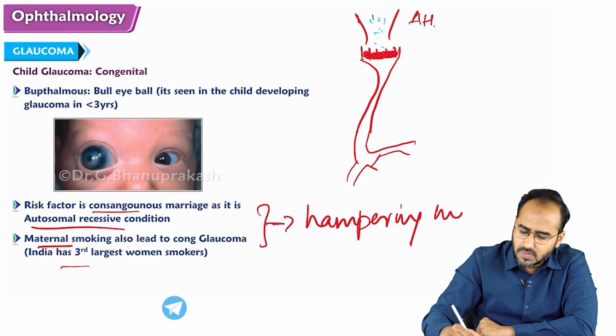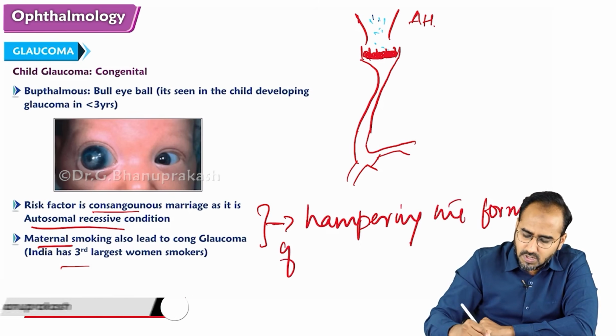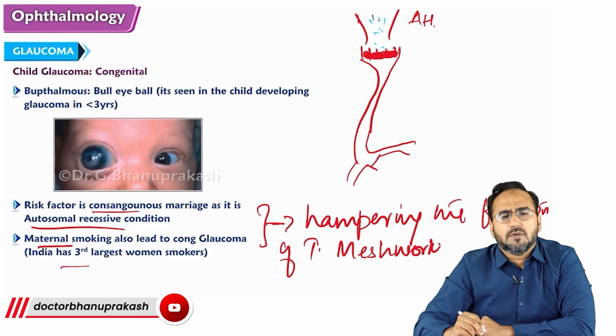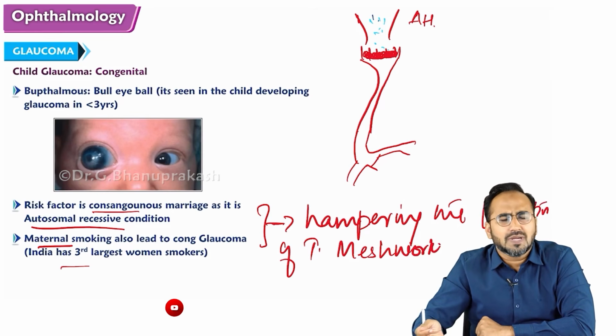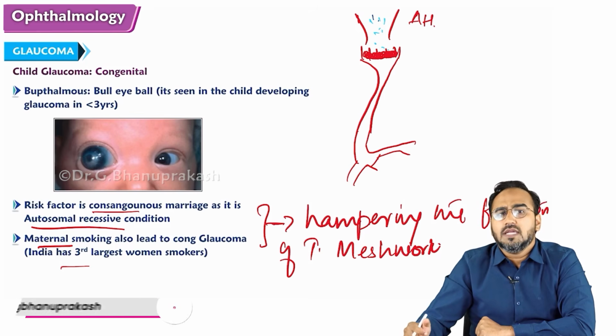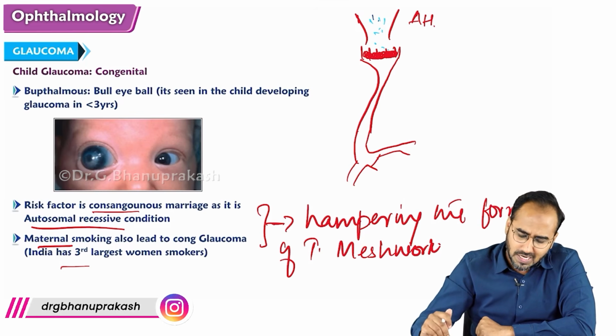Hampering the formation of trabecular meshwork. Both the things can hamper the formation of trabecular meshwork. If trabecular meshwork is not formed properly, you guys know the flow of aqueous humor will be hampered. That leads to accumulation of aqueous, or increase in the intraocular pressure, that leads to glaucoma.